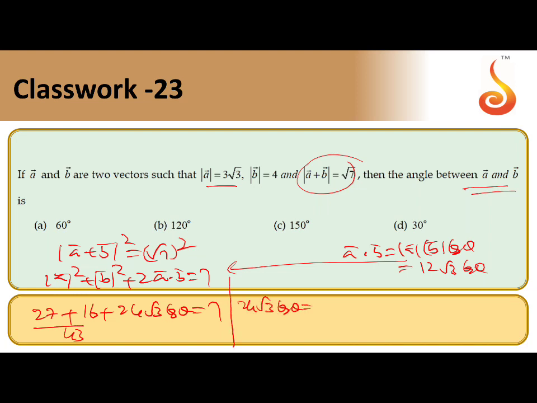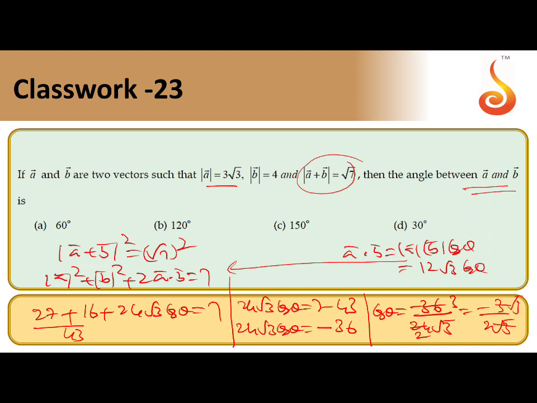24 root 3 cos theta equal to 7 minus 43. So 24 root 3 cos theta equal to minus 36. Therefore cos theta equal to minus 36 by 24 root 3. You can cancel with the tables: 12 2's are 24, 12 3's are 36. That is minus 3 by 2 root 3. So you got cos theta equal to minus 3 by 2 root 3. You can cancel with root 3 also. So finally we got, I will write here, cos theta equal to minus root 3 by 2.